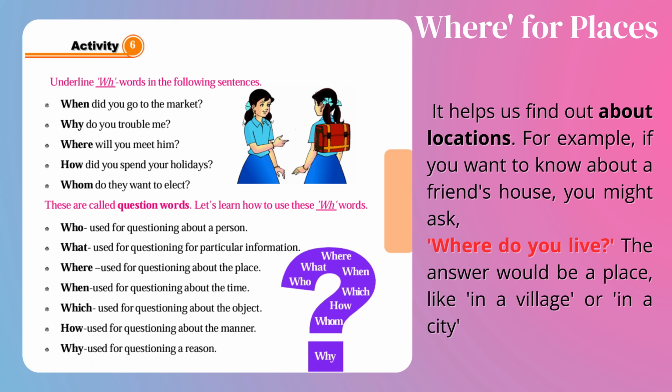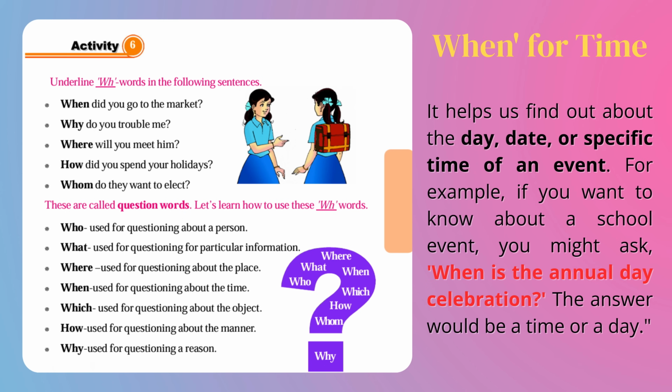So, next one is when. When is for time. Now, when is used for questioning about the time. It helps us find out about the day, date, or specific time of an event. For example, if you want to know about a school event, you might ask, when is the annual day celebration? The answer would be a time or a day that is related to school activities, a common theme in Malika Goes to School also.